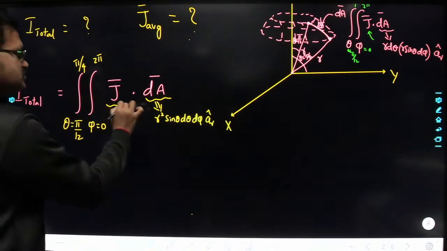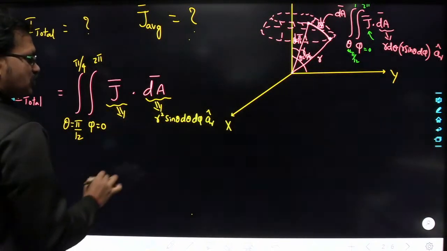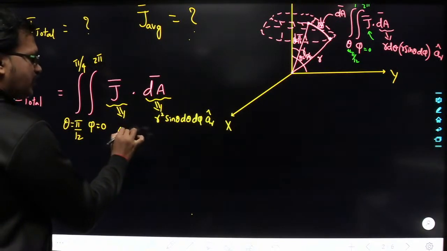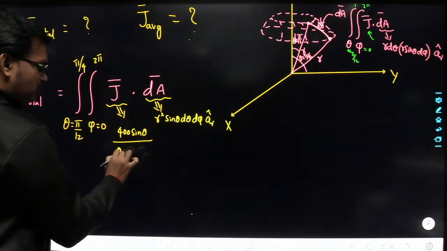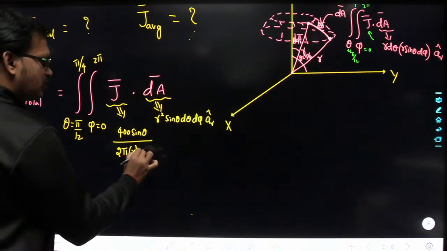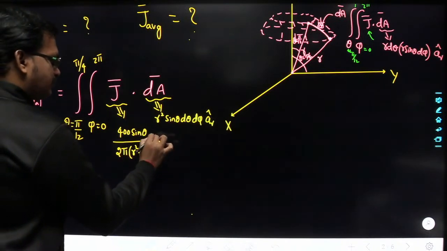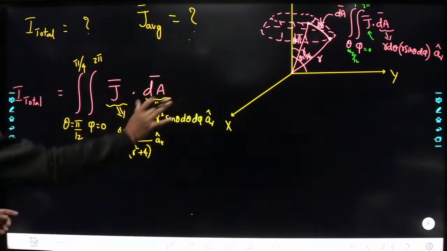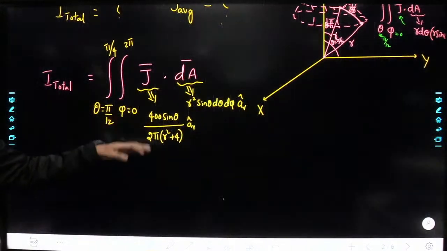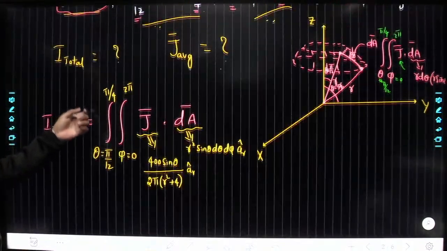And here Z bar they have given as what? They have given it as 400 sin theta divided by 2 pi into R square plus 4 a-r cap. So this is what they have given, right? So this is Z bar and this is dA bar. So perform this integration here. Perform this integration. That's it.